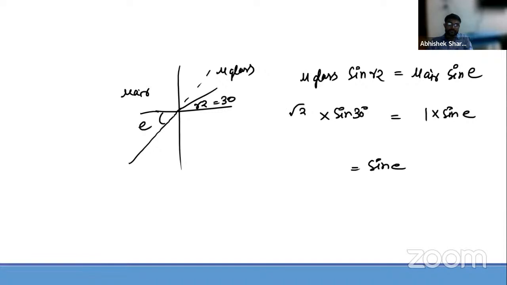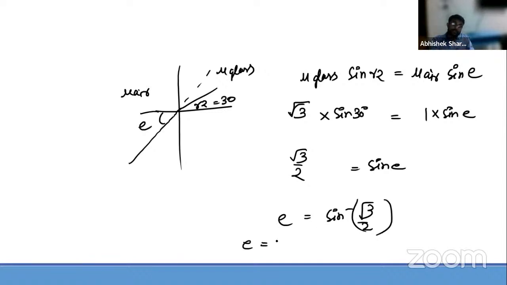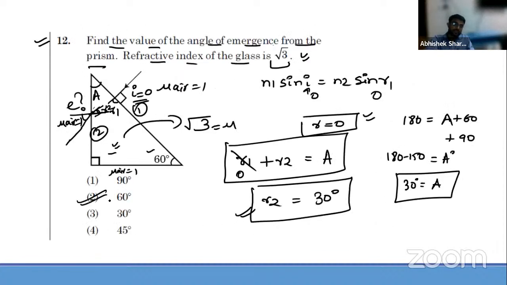This is √3 given in the question. So the answer comes out to be √3/2. And the angle of emergence, sine inverse of √3/2, is how much? Its sine theta is √3/2. It is 60 degrees. So the angle of emergence we have as the perfect answer comes up to be 60 degrees. Okay? So this is the answer.